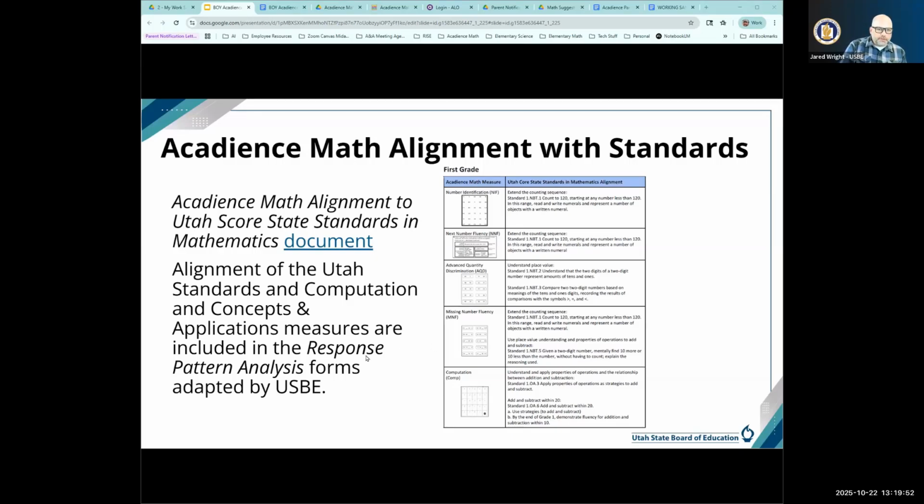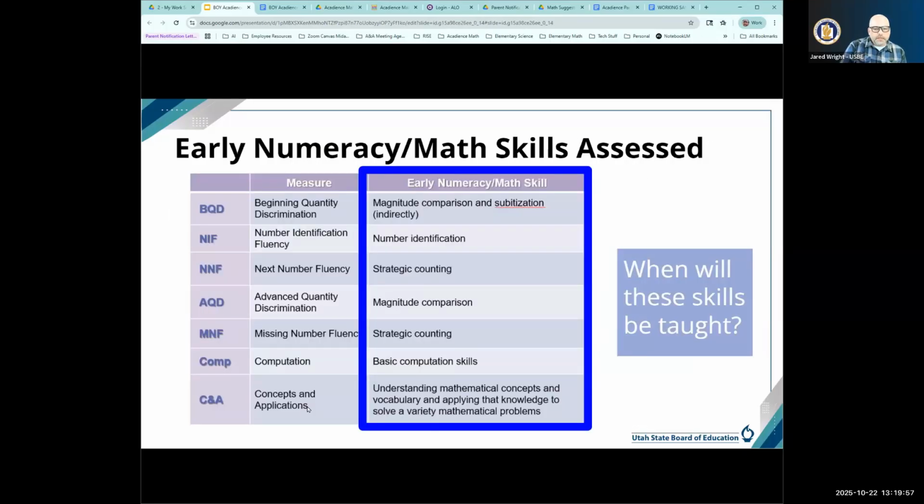So that can be helpful, just knowing how those align to the standards. The other thing I want to point out, and I'm using math today, but this would apply to reading as well. Sometimes people talk about students not doing well on a particular measure and that they need to be taught number identification fluency, or they need to be taught advanced quantity discrimination. And that's not necessarily the skill that they're learning. That's what's being used to measure a skill.